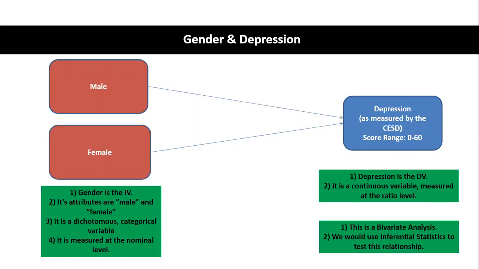This will also be considered a bivariate analysis because we have two variables in the study, gender and depression. If we wanted to examine this actual relationship using an inferential statistical test, we could do that. So we would examine the relationship between these two variables using inferential statistics. And the specific test that we would use would be an independent t-test. And we have not gotten to that yet, but we will.